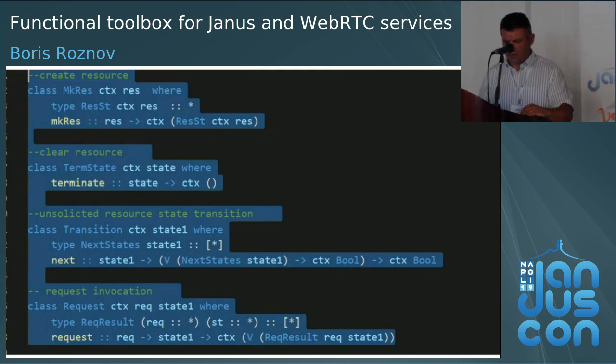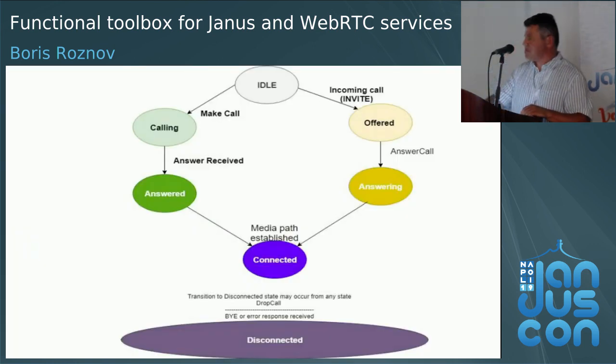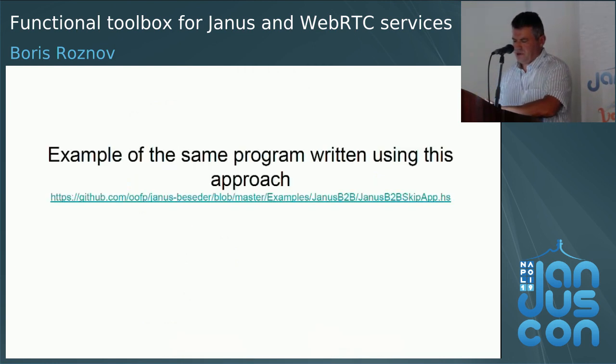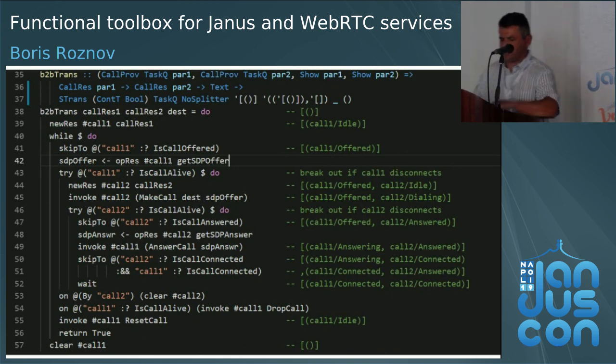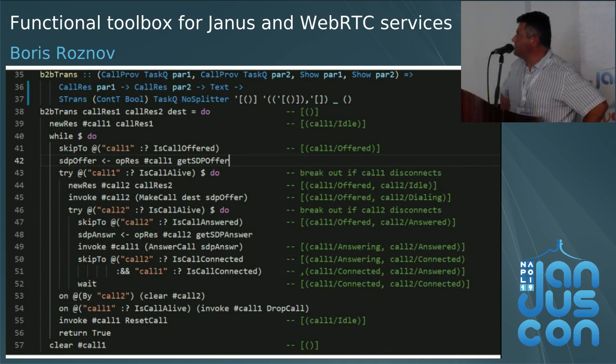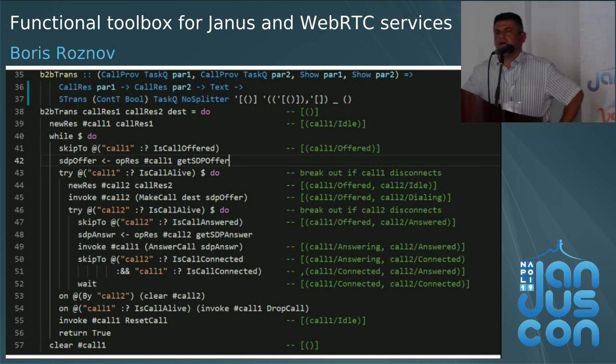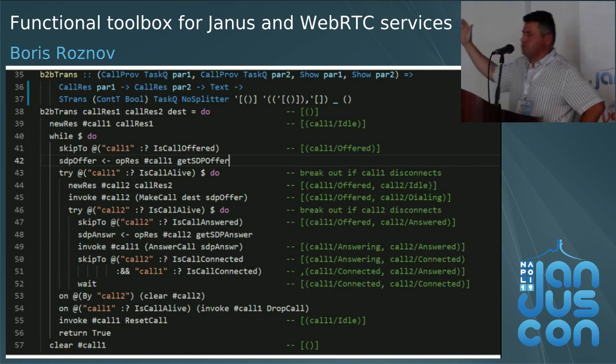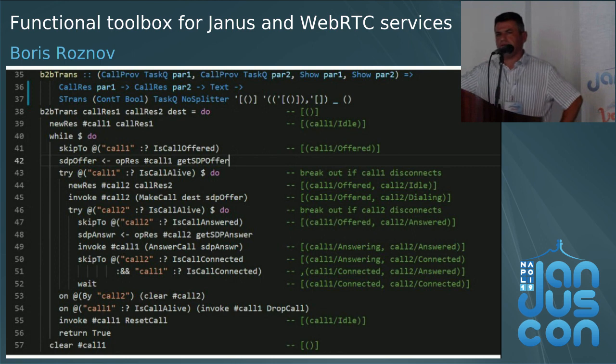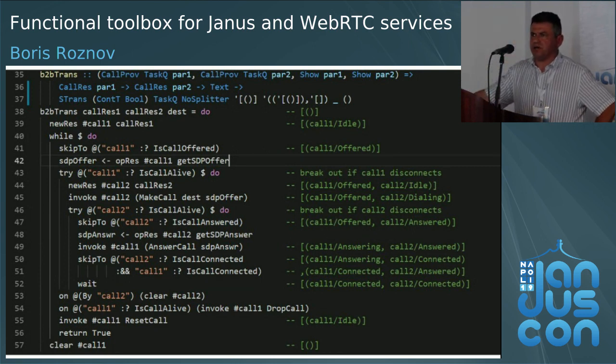It's just a model, some simplified model of call state transition. And I will show you a simple program, which is very similar to the one we saw before, but this one is written with this approach. And the idea here is that if you make any mistake, for example, you try to answer a call which is not in the offered state, you will just get a compile error.